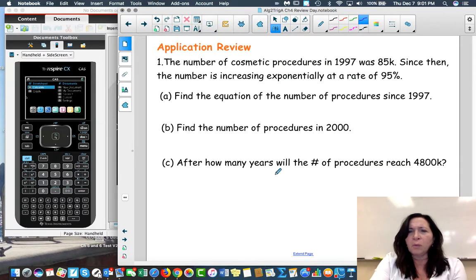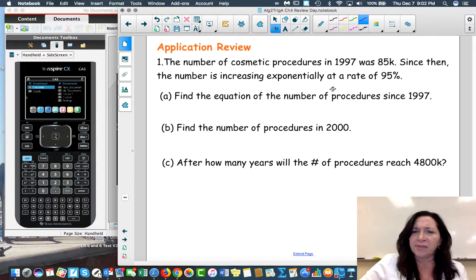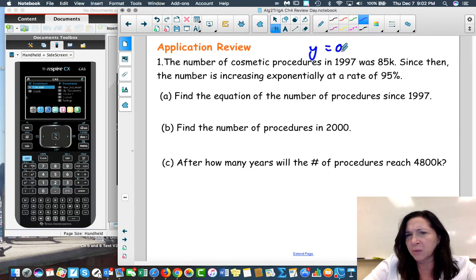So we are going to review our applications. We've been doing this in class, so this shouldn't be a new thing. But that being said, let's see what we do. We've got the number of cosmetic procedures in 1997 was 85,000. Since then, the number has increased exponentially at a rate of 95%. And so what we're going to do is we're going to first come up with an equation. We know that exponential growth is y equals a times b to the x power. B being our rate, A being our initial value.